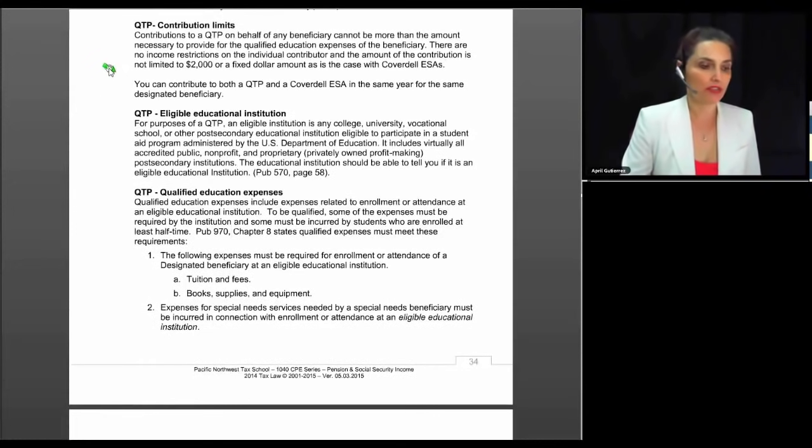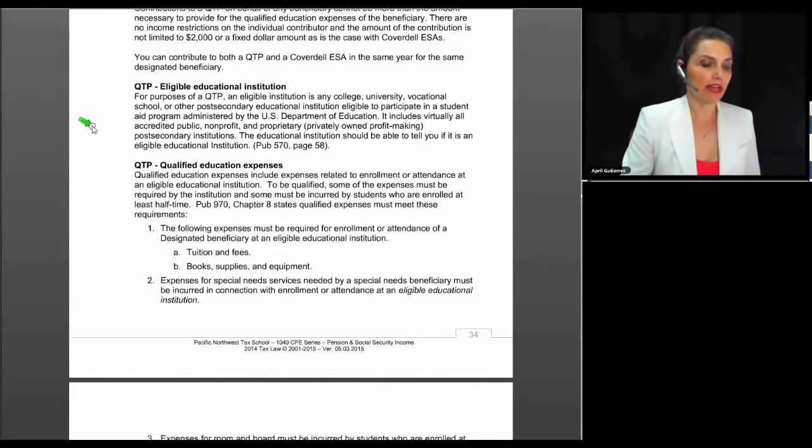There are no income restrictions on the individual contributor, so you don't have to worry about how much you earn. You can still make contributions to the plan. And you can invest in both a QTP and a Coverdell ESA in the same year for the same designated beneficiary if there was a reason why you wanted to do that.